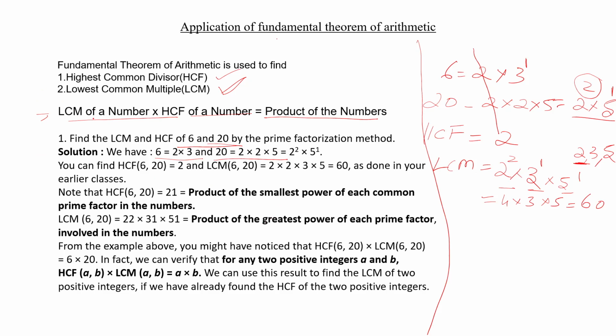Let us see this one. LCM of two numbers into HCF of two numbers is equal to the product of the numbers. Let us verify from this. What is the HCF? 2. What is the LCM? 60. The two multiplied will come to 120.